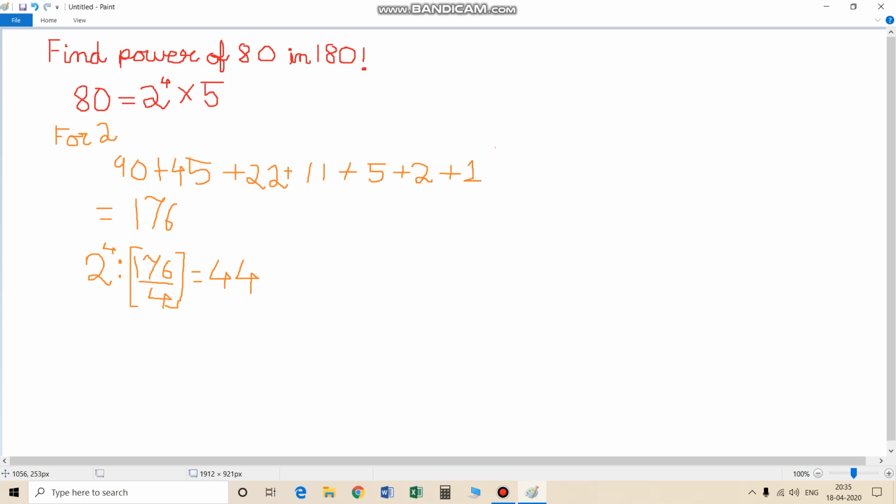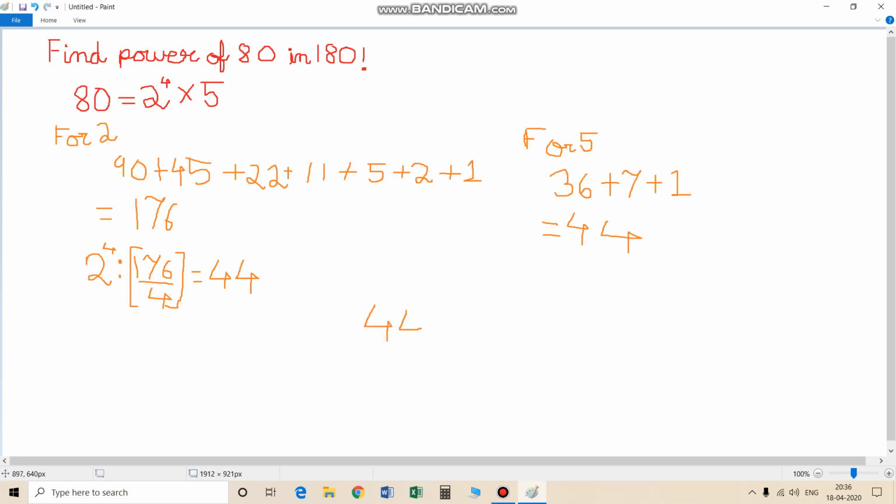Now for 5. For 5, 180 by 5 comes to be equal to 36. 36 by 5 is 7.2. Floor function of 7.2 is nothing but 7. Then 7 by 5 is 1.4. Floor function of 1.4 is 1, and it stops here. And now this is again 44. Now we don't have to do anything. 44 and 44 come, so the power of 80 in 180 factorial is 44.